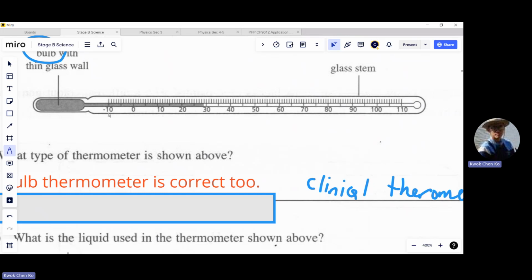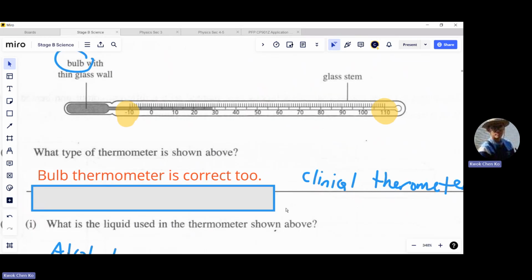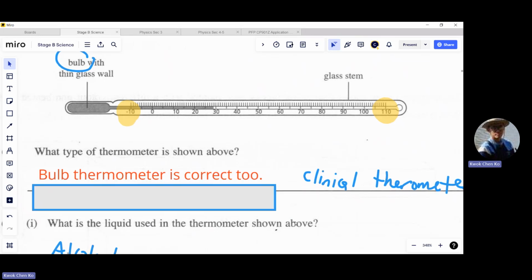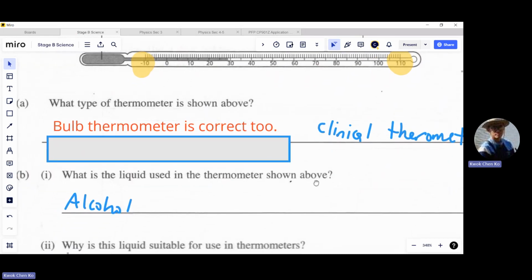Ashton, I strongly suggest for your test, look at the scale as well. I'm not saying you're wrong, you're correct. Safer, cheaper, but do you notice the scale here? Why does it go slightly above and below? Isn't it normal for it to be at 0 and 100? But no, why is it at 110? Is it for accuracy?